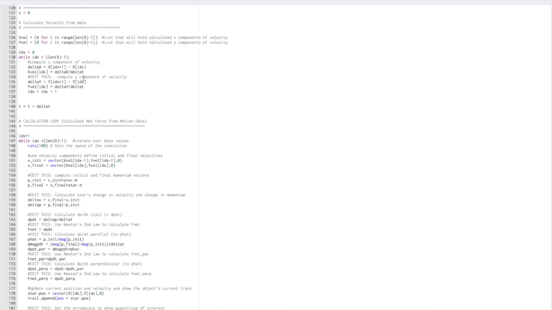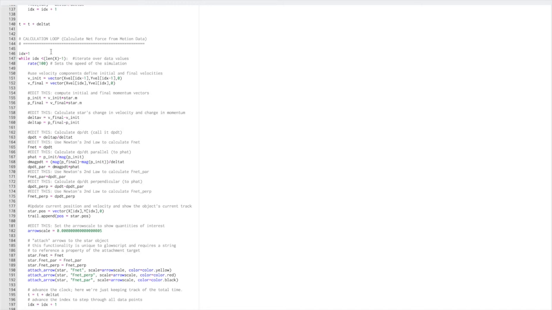Next, we have a while loop, which calculates the velocity from our position data points. First, we calculate the x component of the displacement and divide it by delta t in order to find the x component of the velocity at that point. We do the same thing for y in order to find the y component of the velocity. The next loop takes these velocities and calculates the net force at each point.